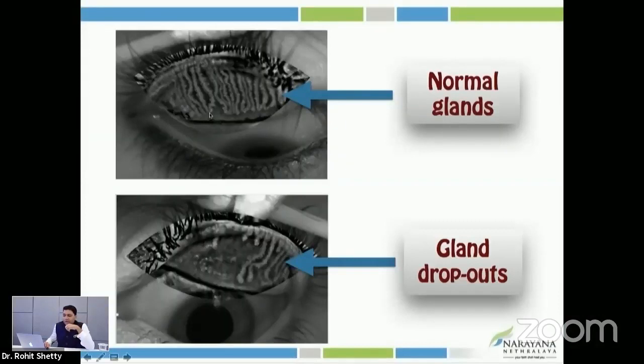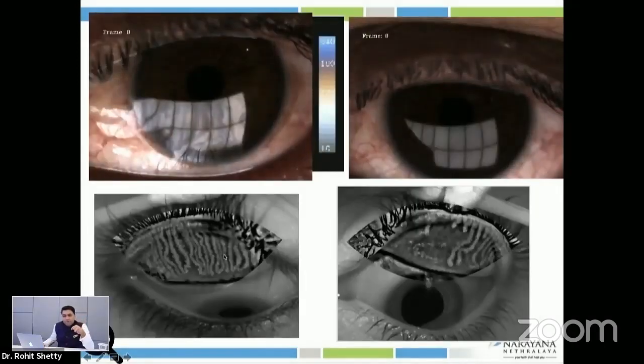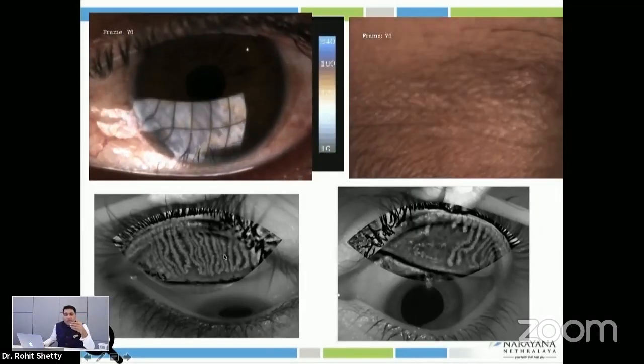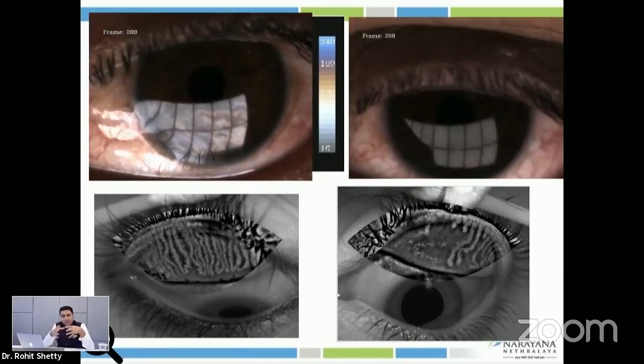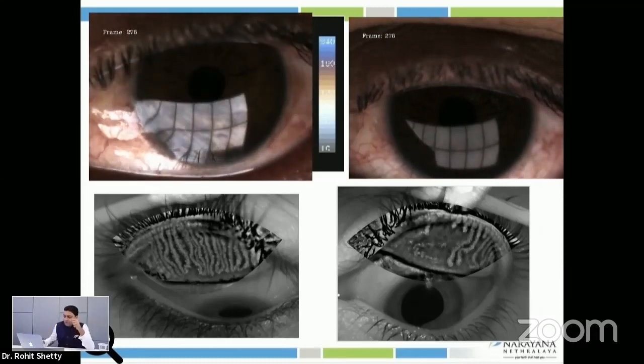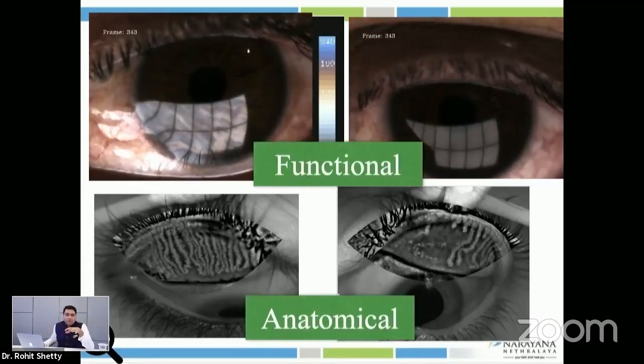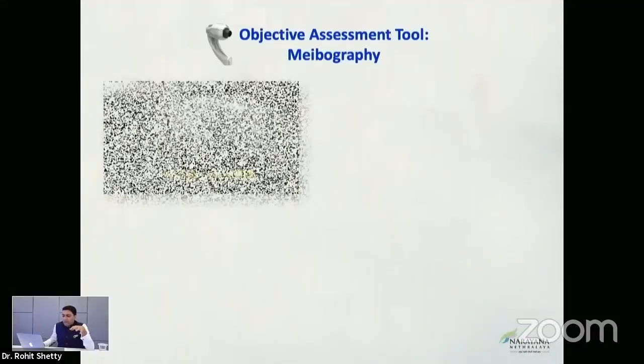These are the images. Now the LipiView also has meibography. Now meibography is becoming a standard of care both in refractive and cataract, and also a lot in contact lens practice. This is how it looks as dropouts. Both functionally and anatomically, these really complement each other, because you tell how is the status of the tear film and how is the status of the Meibomian glands, and very, very useful, especially in your refractive practice.